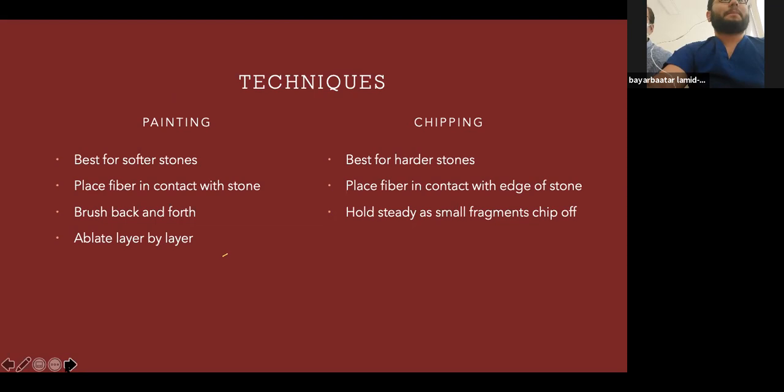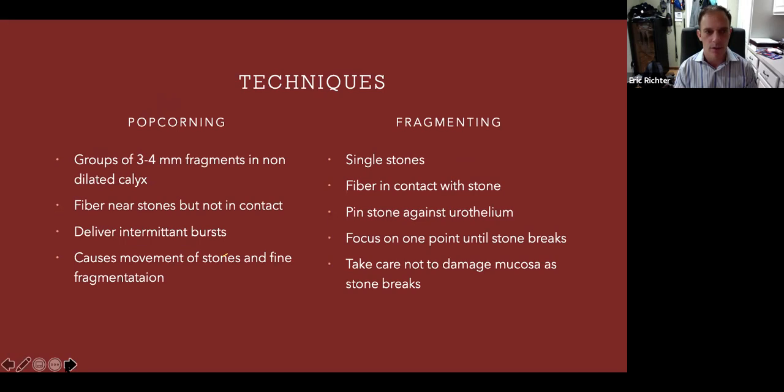So popcorning, we've already talked quite a bit about this, but oftentimes after you fragment a large stone, there'll be a group of 3 or 4 millimeter fragments that would either have to be basketed or otherwise they won't pass. And so this is that non-contact lithotripsy where the fiber is near the stone but not in contact, and you deliver intermittent bursts because it's high energy and can cause thermal damage. And basically it causes movement of the stone and fine fragmentation.